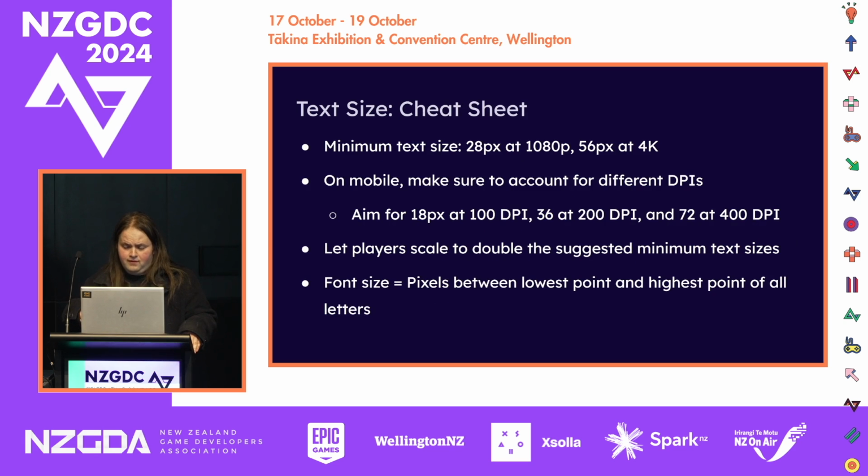So to summarize for font size, aim to have a minimum of 28px at 1080p and 56px at 4K. On mobile, aim to account for different DPIs. Some engines do this automatically, but something to keep in mind. Aim for 18px at 100 DPI, 36px at 200 DPI, and 72px at 400 DPI. And let players scale to double the suggested minimum text sizes that I've just mentioned. And for calculating font size, it is the number of pixels between the lowest point of any letter and the highest point of any letter in your font.